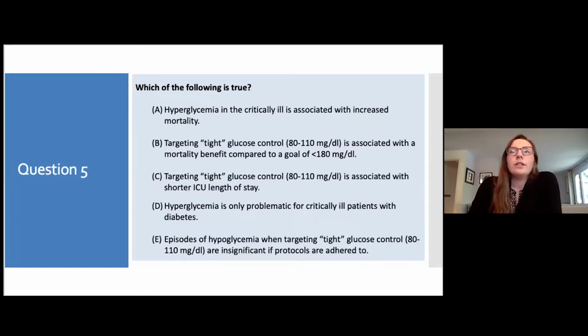A: Hyperglycemia in the critically ill is associated with increased mortality. B: Targeting tight glucose is associated with a mortality benefit compared to a goal of less than 180. C: Targeting tight glucose is associated with shorter ICU length of stay. D: Hyperglycemia is only problematic for critically ill patients with diabetes. E: Episodes of hypoglycemia when targeting tight glucose control are insignificant as long as you adhere to protocols.